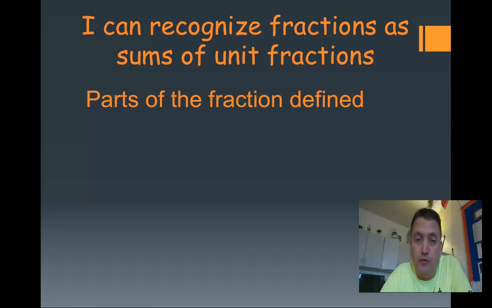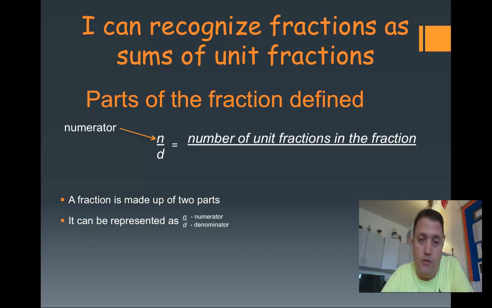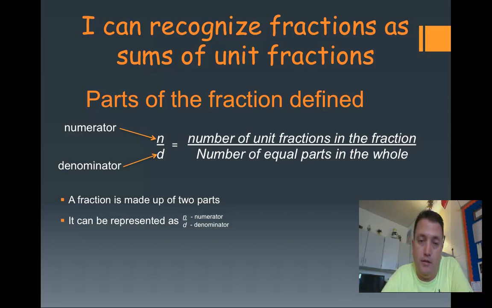So, let's talk about the parts of the fraction. This is going to be review from what you did in 4th grade last year, so I'm going to define those parts for you. We're going to talk about those unit fraction pieces. A fraction is made up of two parts, the numerator and denominator. It can be represented as numerator out of denominator, or n over d. The numerator in a fraction tells you the number of unit fractions in the fraction. I'll define unit fraction for you in just a couple minutes. The denominator is the number of equal parts in the whole.